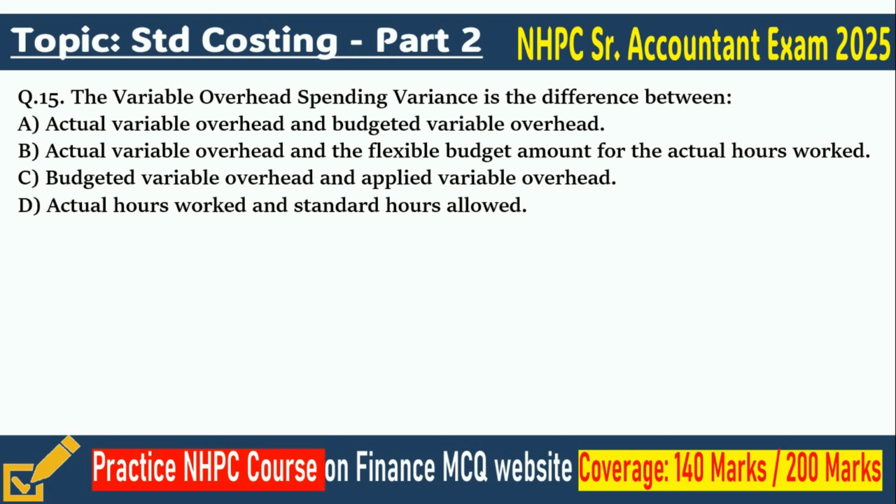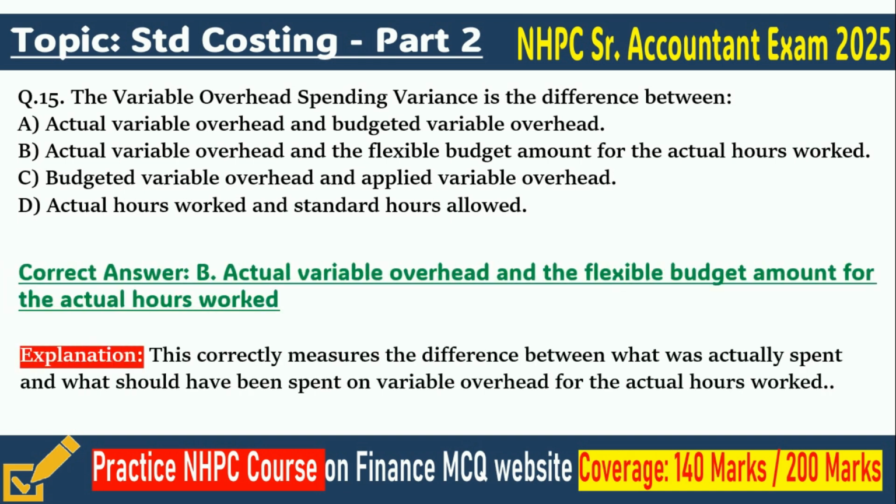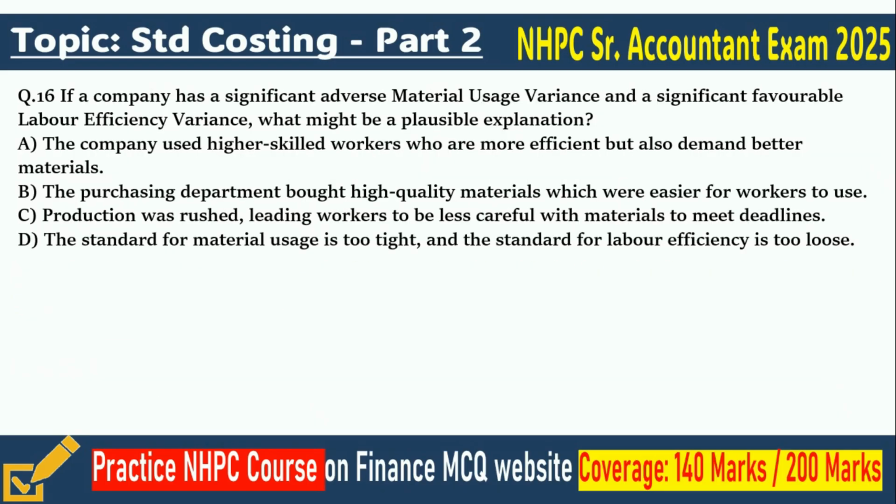Friends, the correct answer is option B, which says actual variable overheads and the flexible budget amount for the actual hours worked. So friend, this correctly measures the difference between what was actually spent and what should have been spent on variable overhead for the actual hours worked. Moving on. Friend, next question.